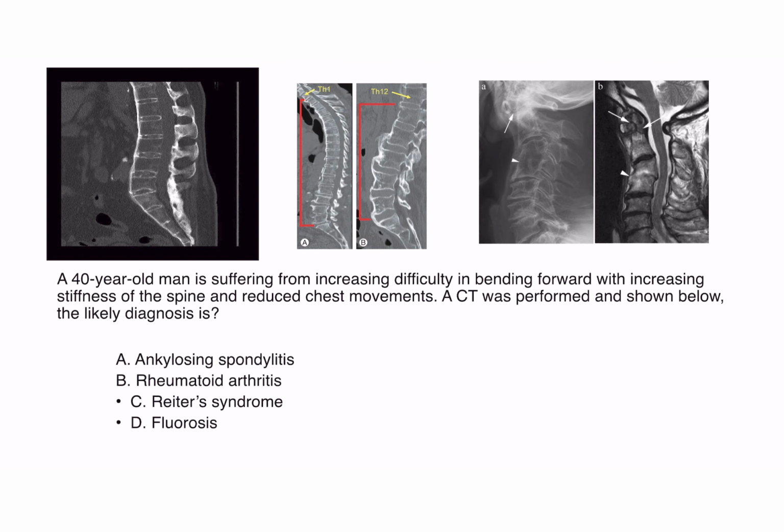The next question is about a 40-year-old man, and this was the image given. A 40-year-old man is suffering from increasing difficulty in bending forward with increasing stiffness of the spine and reduced chest movement. A CT was performed and shown below. What's the likely diagnosis? The options were ankylosing spondylitis, rheumatoid, reader, fluorosis. See, the question, 40-year-old man. So a middle-aged man.